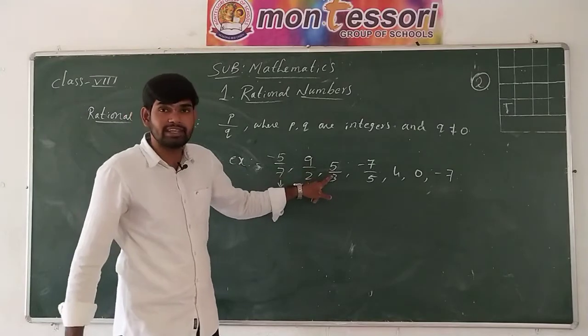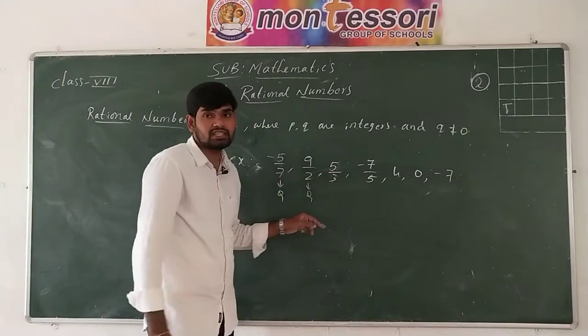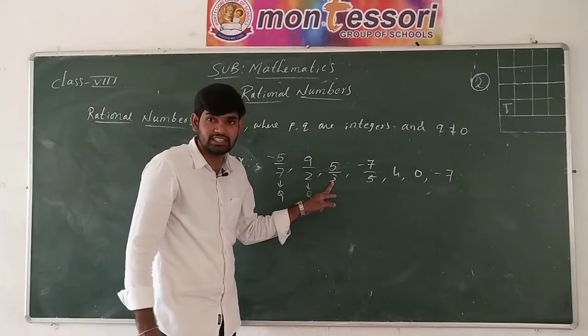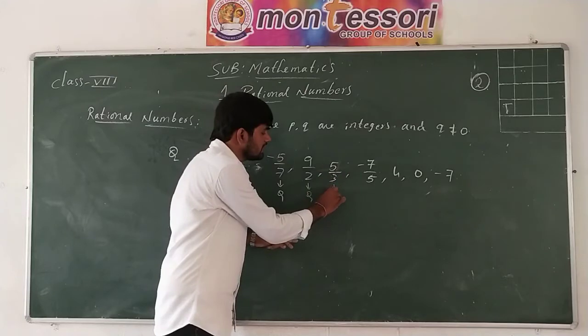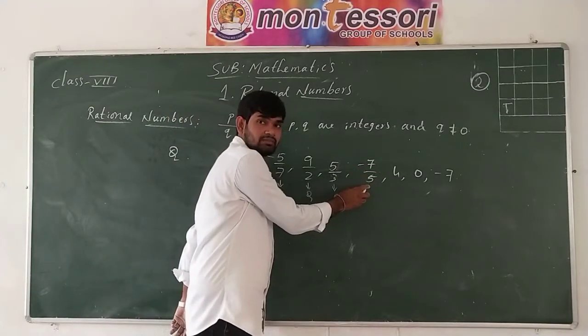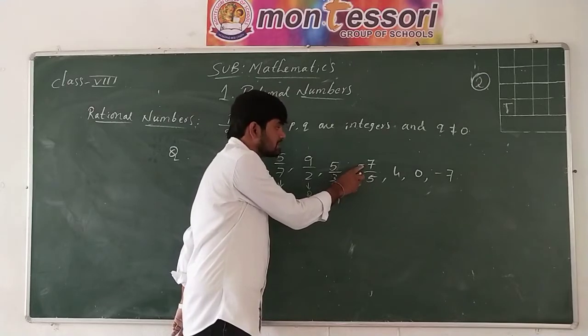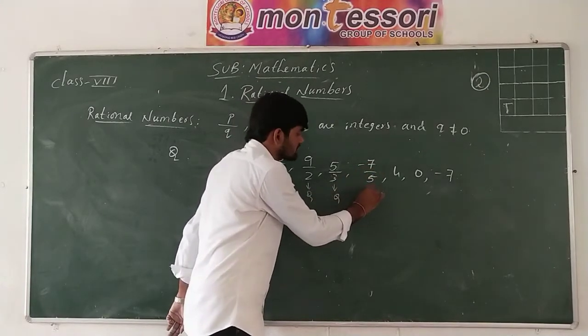What about 5 by 3? Is 5 by 3 a rational number or not? Let us see. 5 is an integer. What about 3? 3 is also an integer. 5 by 3 is in the form of p by q and both are integers, so it is also a rational number. What about minus 7 by 5? It is also a rational number. Am I right? Yes, because minus 7 is an integer, 5 is an integer and it is in the form of p by q, so it is also a rational number.